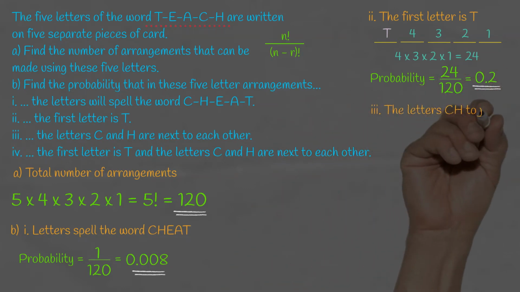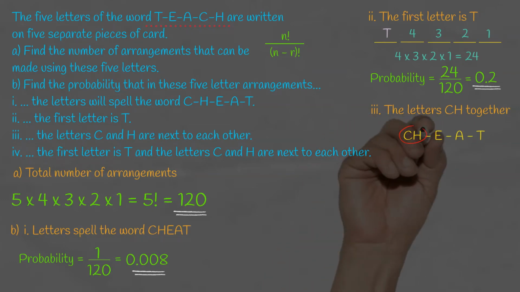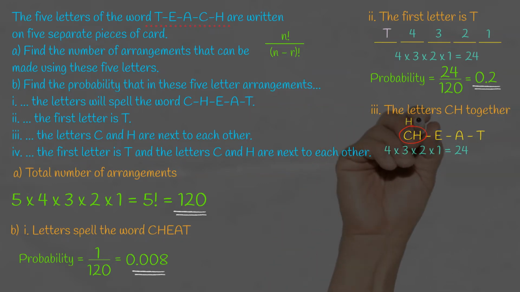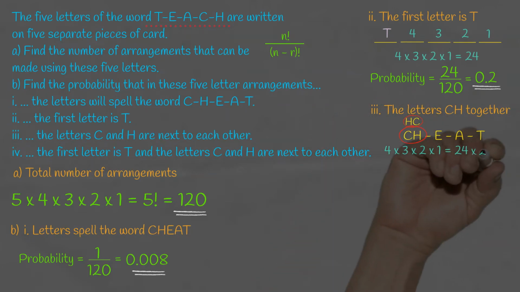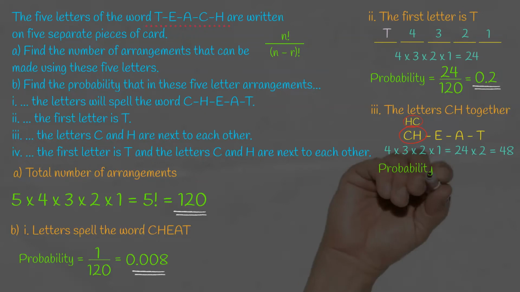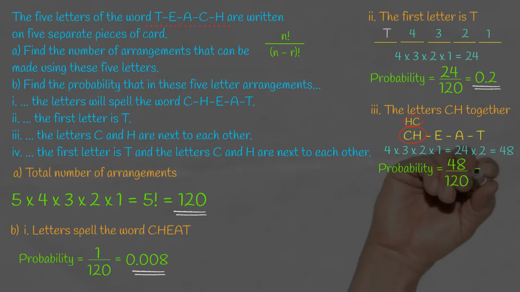If the letters C and H are together, we're going to treat C and H as one unit together, so we effectively only have 4 letters to organise. So there are 24 different arrangements. However, you can have HC or CH, so we have to times that by 2, giving us 48. So the probability is 48 over 120.